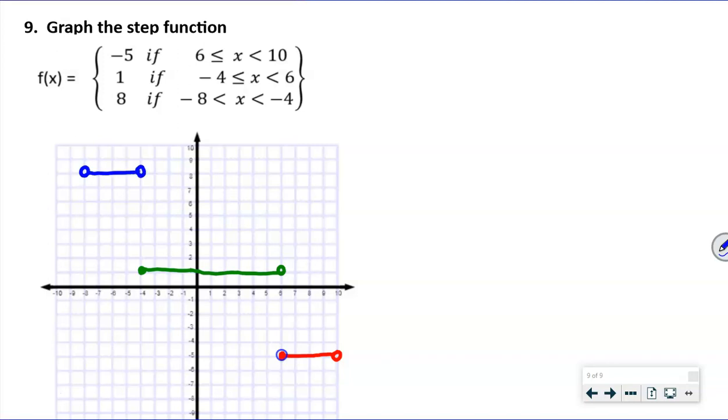And so again, looking at these dots that are on top of each other at -4 and at 6, notice that there's an open and a closed. There could be 2 opens, but there cannot be 2 closed.